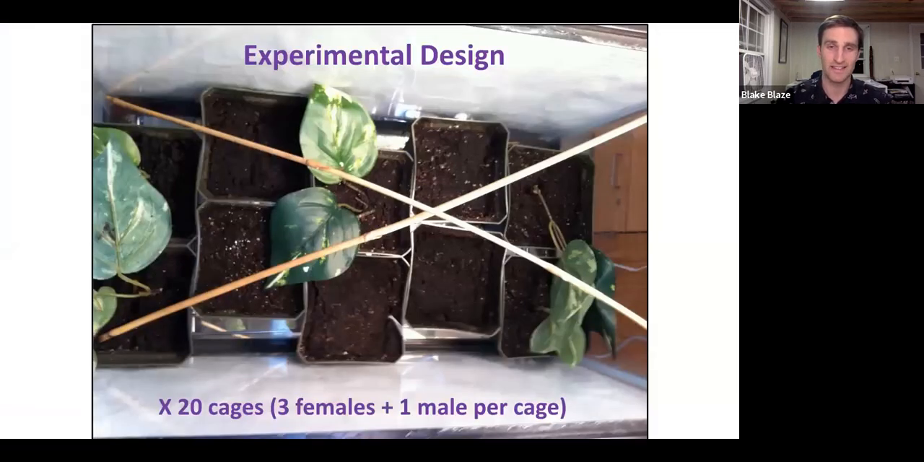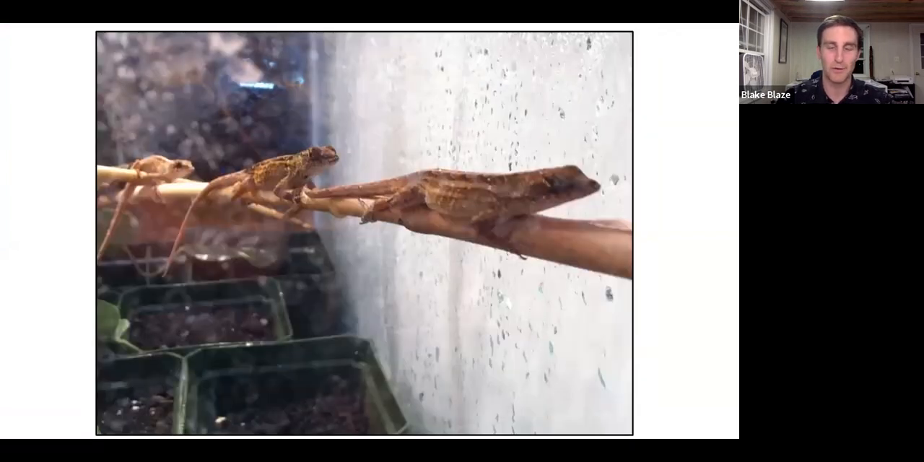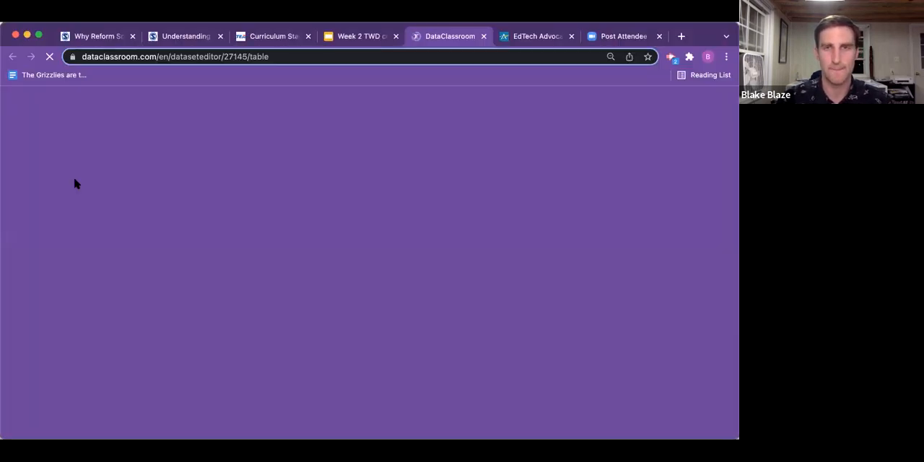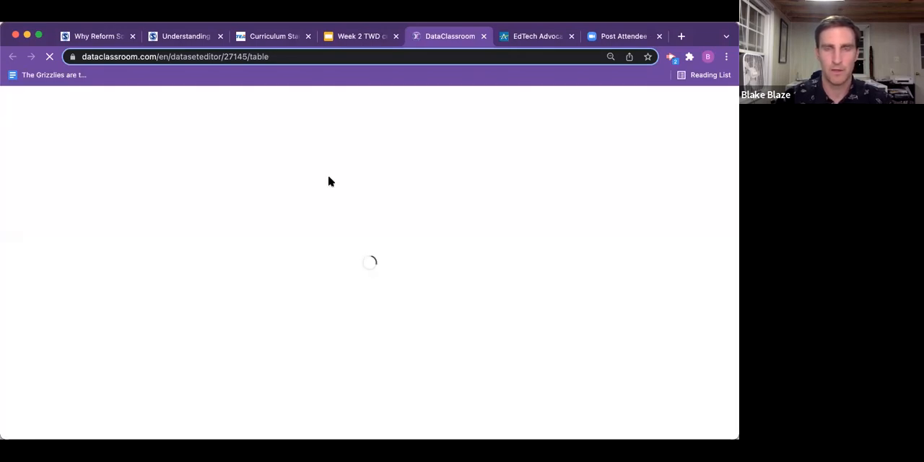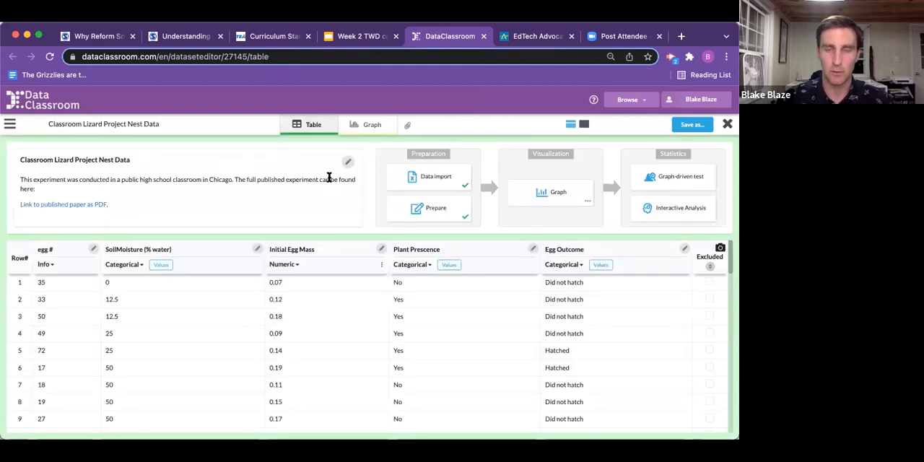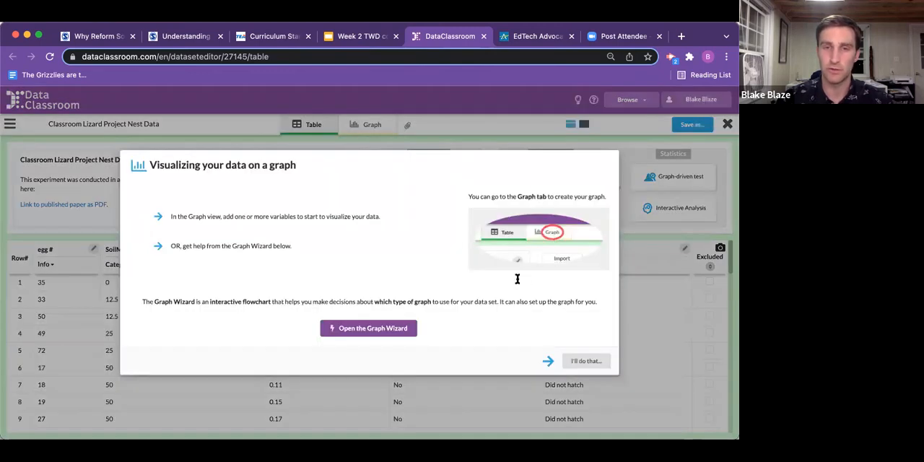Here's an actual look at the 10 separate pots of soil, those with plant and without, and then their aquariums. Here are some brown anole lizards featured in the experiment. And then let's get to it. So first we're going to consider the rules of graphing, and we're going to go to DataClassroom to do this. The data set we're looking at has already been properly formatted, and all we need to do is consider our research question and then select the best visualization. And we're going to use the graph wizard to do this.